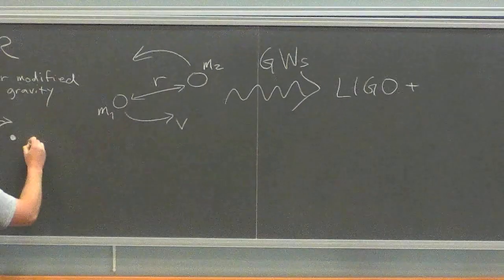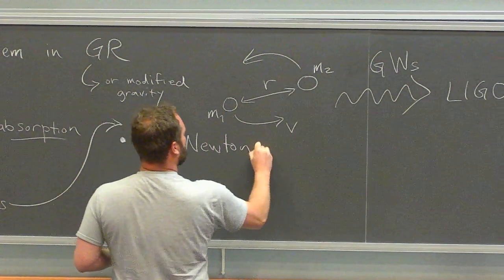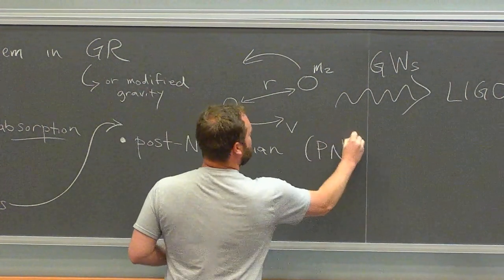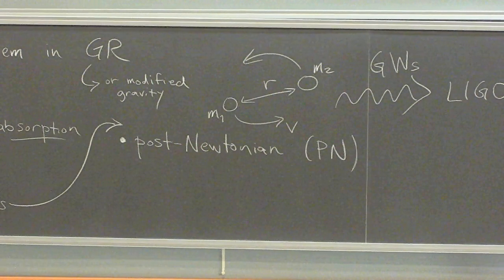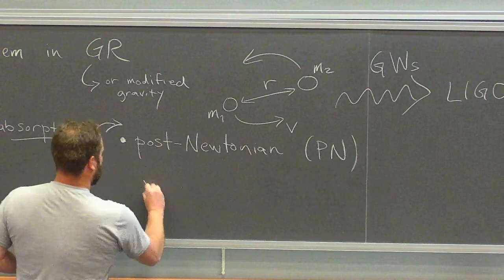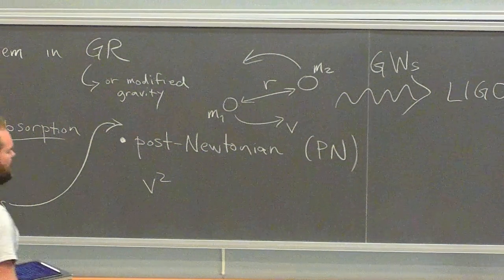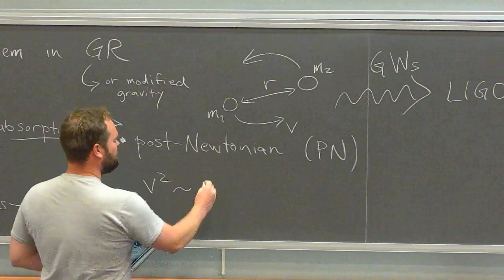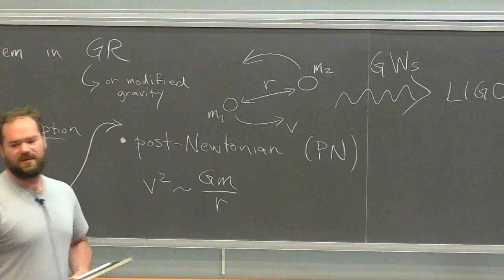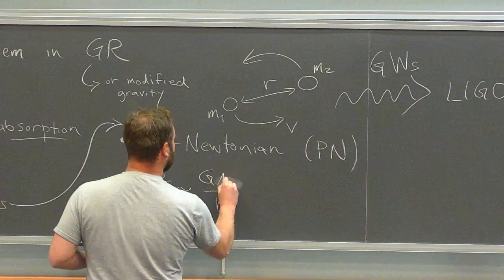So first, I'm just going to write some names. The most relevant one is Post-Newtonian, henceforth PN. And essentially what we assume is, an important parameter is the speeds involved in the binary. And if it really is a bound binary, we know that v squared is of the order of GM over r. Actually, let me change this and define a little bit of notation.